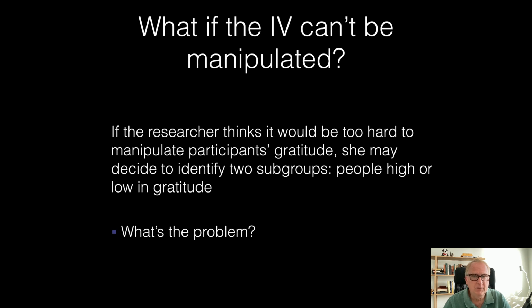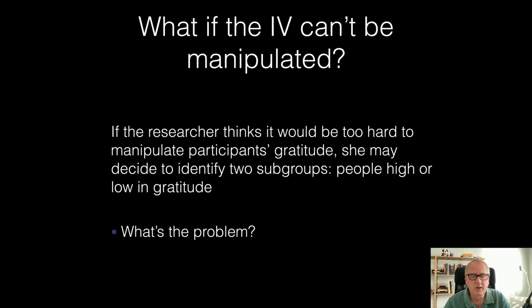Now, remember too that sometimes we can't actually manipulate our independent variable. So if the researcher thinks it would be too hard to manipulate the participant's gratitude, she may decide to identify two subgroups, people who are generally high or generally low in gratitude. So instead of actually experimentally having people express gratitude, you just say, are you a person who does gratitude on a regular basis, or somebody who never says thank you?